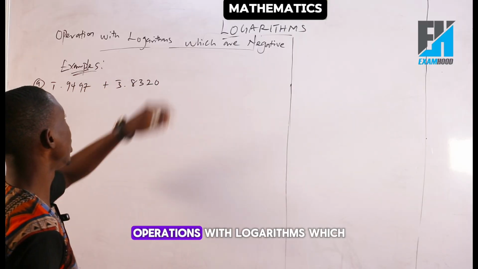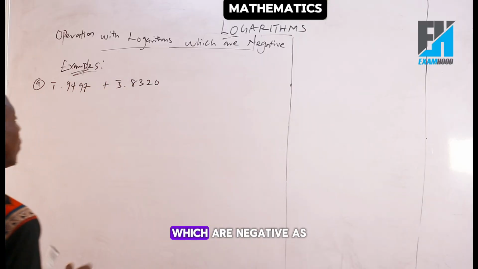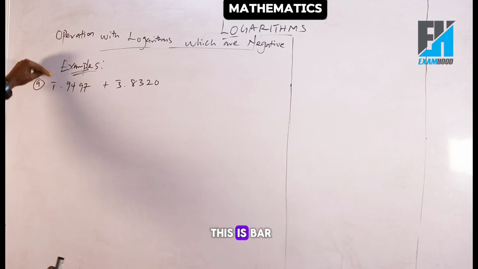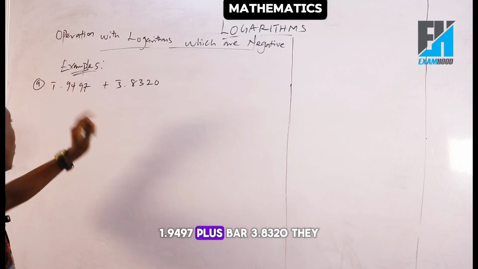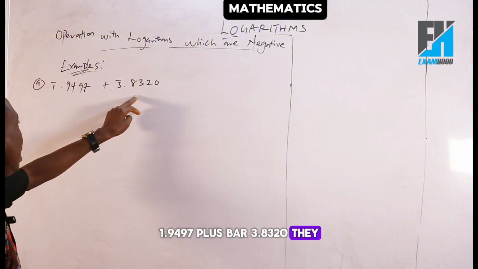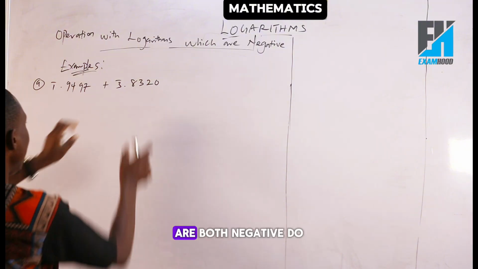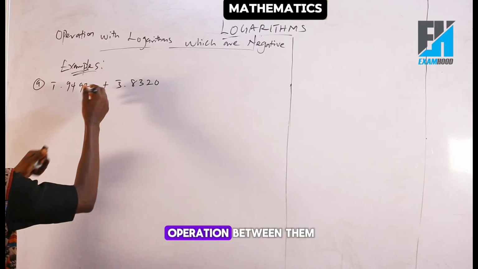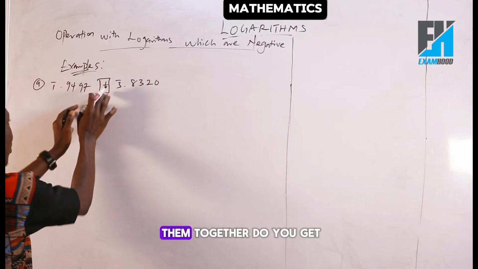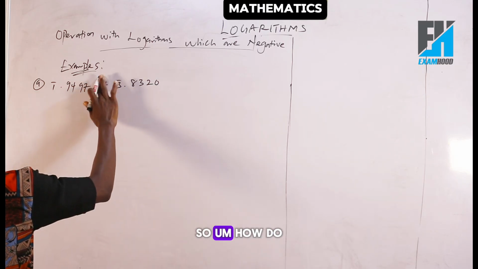Operations with logarithms which are negative. As you can see here, this is bar 1.9497 plus bar 3.8320. They are both negative. Do you get? So we want to add them together. Like this is the operation between them. We want to add them together. So how do we do that?